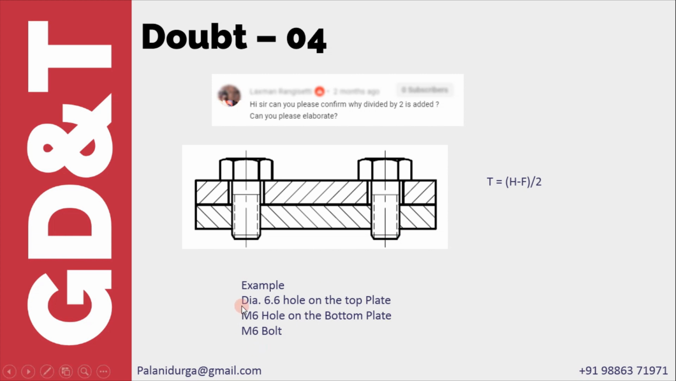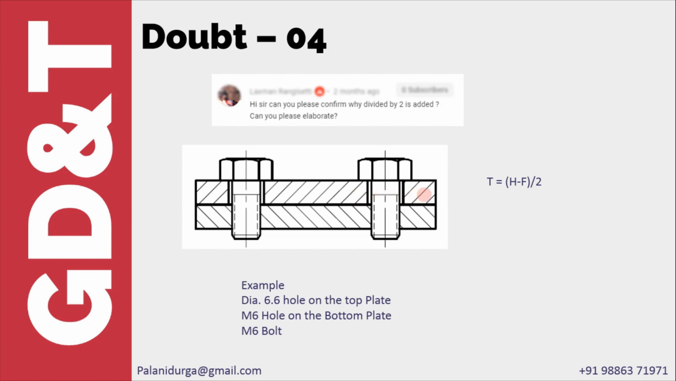There is a diameter 6.6 hole on the top plate here, and we have an M6 tapped hole on the bottom plate here, and we are going to fasten it with an M6 bolt. In ideal condition, there is a 0.6 clearance on the top plate diametrically, which means that the radial gap is 0.3. Now, strictly speaking, the top plate can move its position by 0.3.